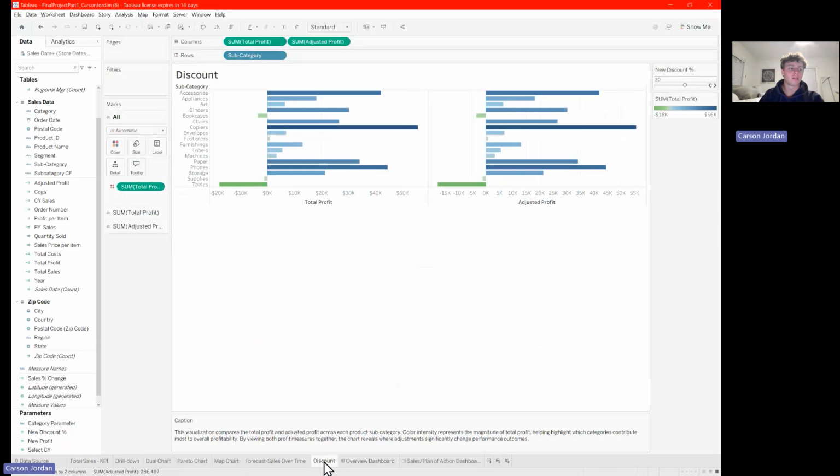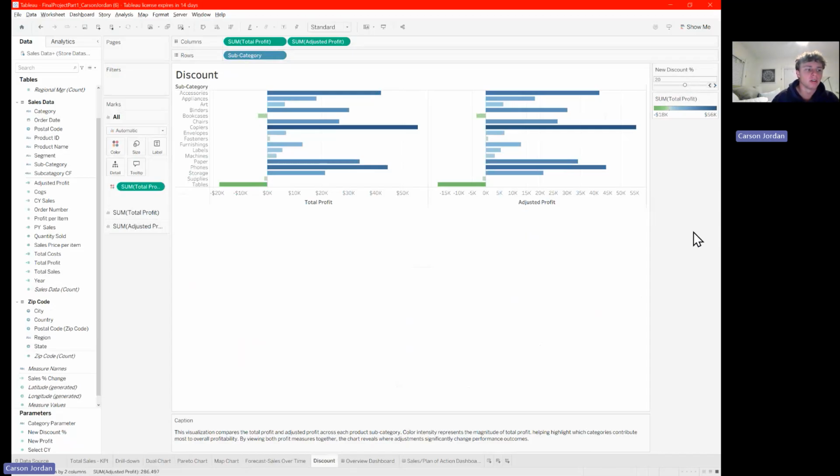So for my what-if discount analysis, I explored how different discount rates affected profit. Like I had up here, you can move the discount rate percentage up here. I'm not going to show it, but put it back. So this shows the discount percentage. You can move it around and see the differences and how it fluctuates depending on the discount percent.